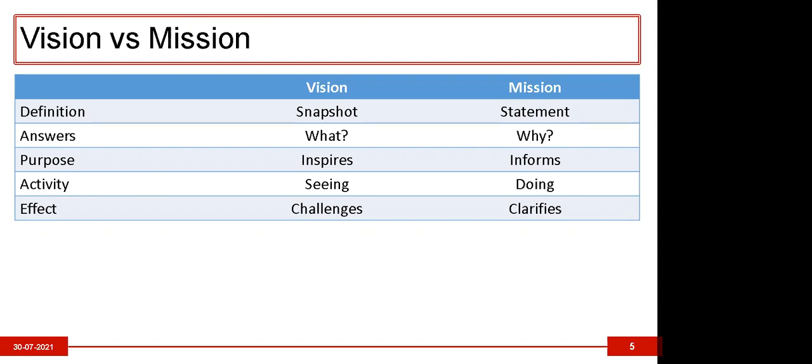The next, activity. The activity of the vision is seeing. It's trying to see what exactly is being pursued. But the mission is by doing. We have to accomplish certain things, and we have to take certain tasks. Once the tasks are accomplished, that means they have been completed, we can see the realized vision before us after a certain period of time. And the effect with respect to the vision, we will see many challenges, and the mission clarifies everything. So this is the way we can differentiate between the vision and the mission.